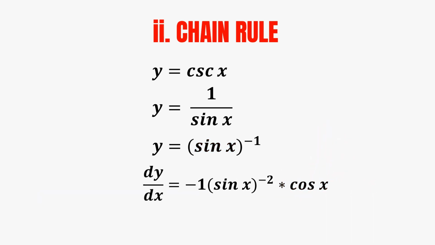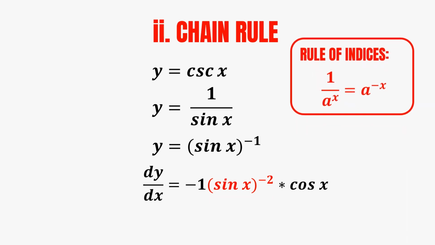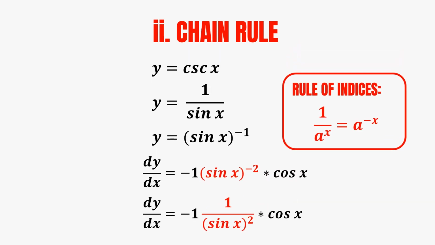All we have left to do now is to simplify this expression. For this particular part, which is sine x raised to the power of negative 2, we can rewrite it by using one of the rules of indices, which is similar to what we did earlier. In this case, we can rewrite this sine x raised to the power of negative 2 as 1 over sine x raised to the power of positive 2.